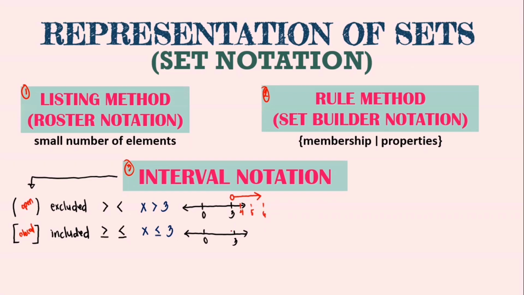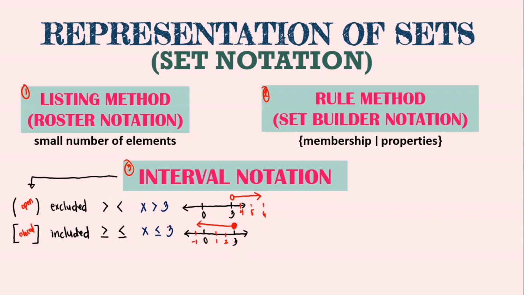Okay? And then dito naman sa x is less than or equal to 3, so nandito po yung bilog. And sabi dyan ay less than, so mas mababa kay 3. So ano yon, yung 2, yung 1, 0, negative 1. And then since this is less than or equal, ibig sabihin yung 3 ay kasama. So siya naman ay shaded.